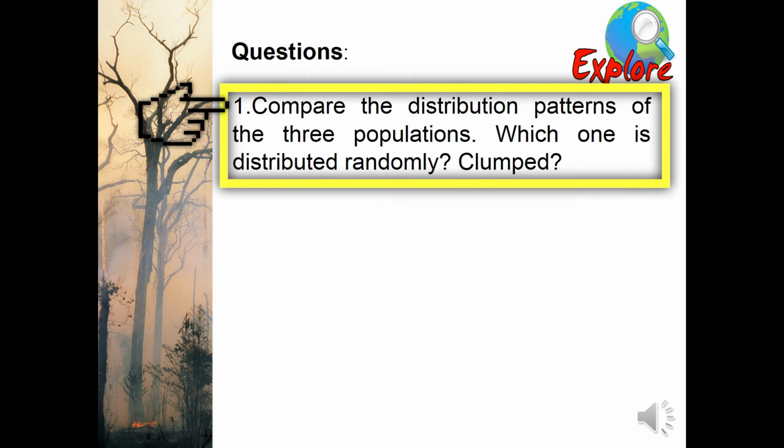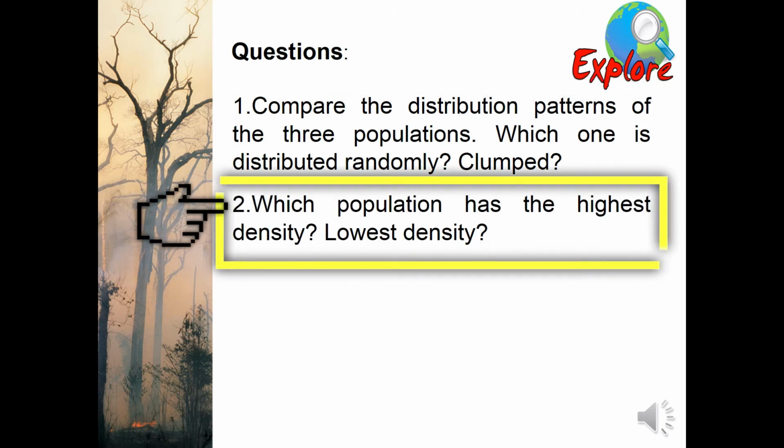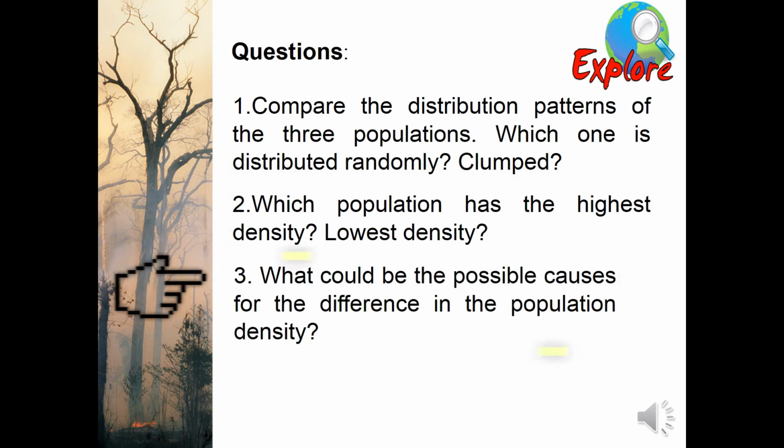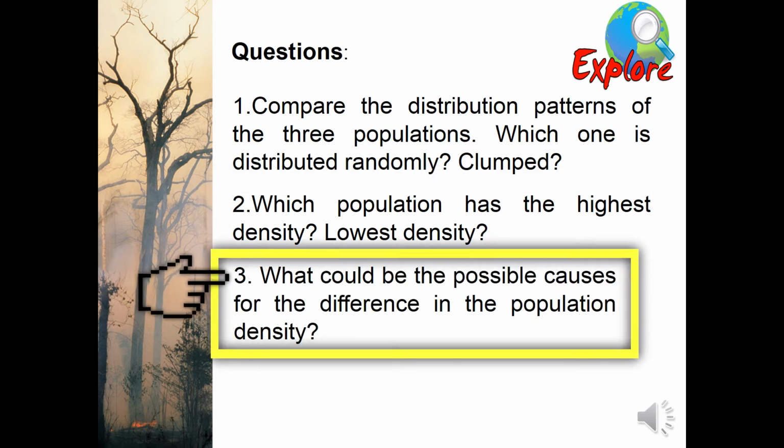1. Compare the distribution patterns of the three populations. Which one is distributed randomly or clumped? 2. Which population has the highest density or lowest density? 3. What could be the possible causes for the difference in the population density?